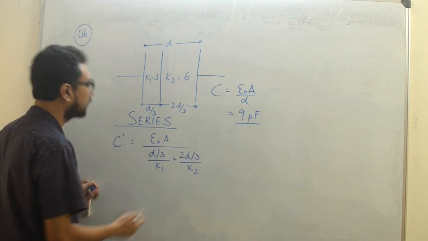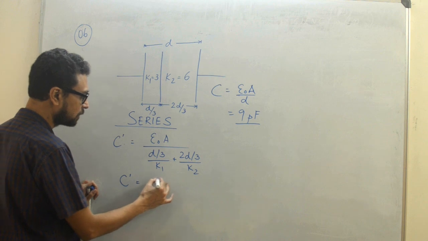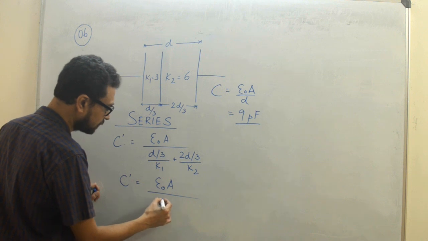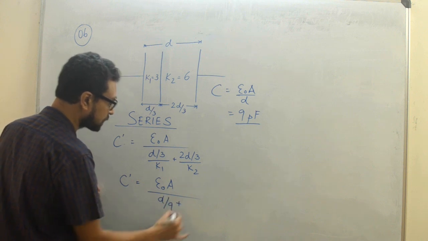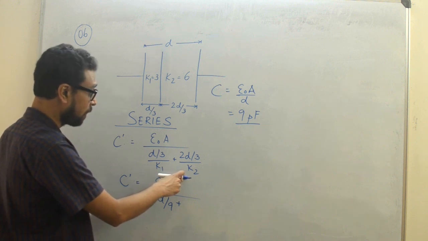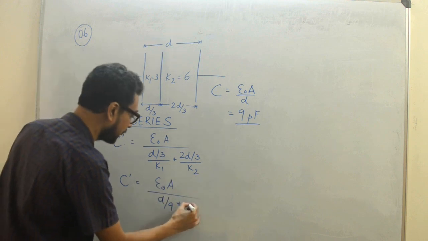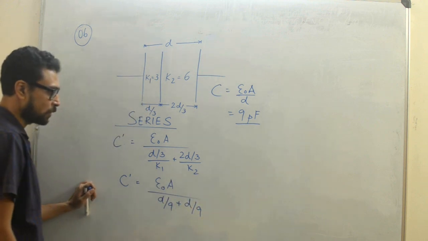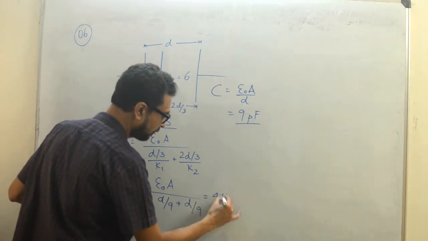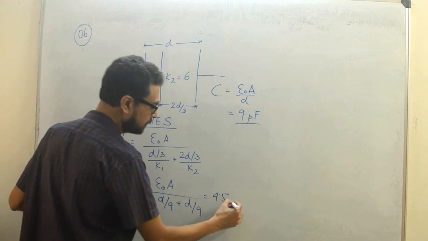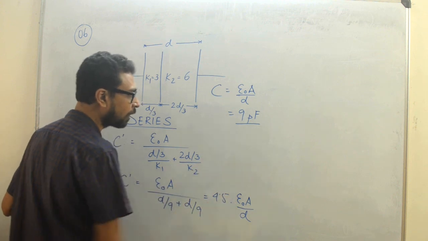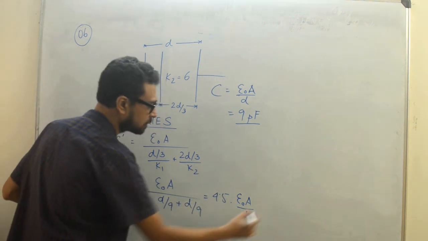Now we know what K1 and K2 are, so we can write C dash is equal to epsilon naught A by d by 3, and this is 3, so obviously this will become d by 9, plus 2d by 3, and this is 6, so again it will come to be d by 9. Finally we have 4.5, because 9 by 2 will come into epsilon naught A by d, and this is 9 picofarad.